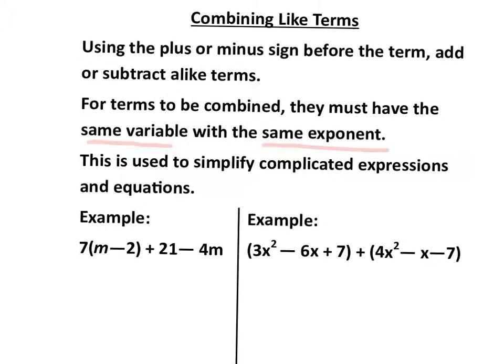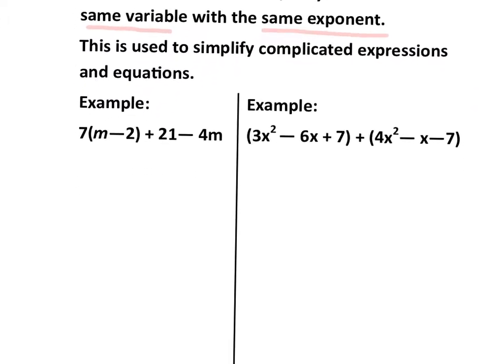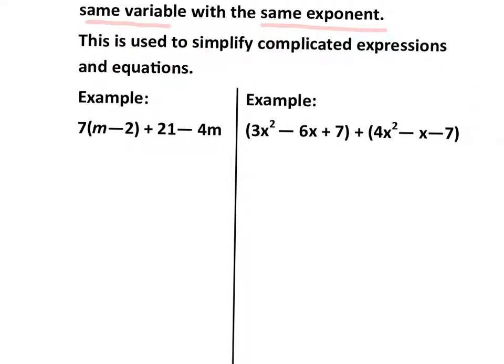7 parentheses m take away 2 plus 21 minus 4m. The first thing that we are going to need to do is to distribute the 7 to the m and to the 2. So that means 7 times m is just simply 7m. Bring down the minus, 7 times 2, which is 14, plus 21 minus 4m.